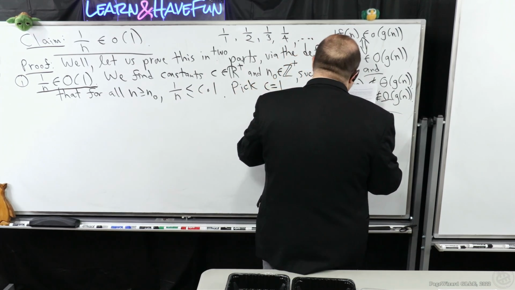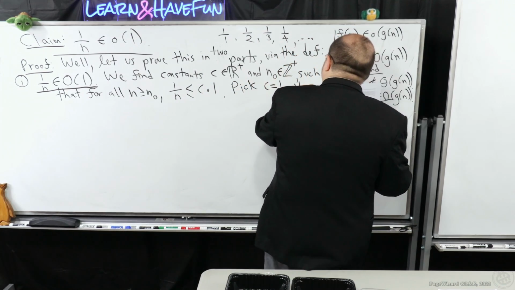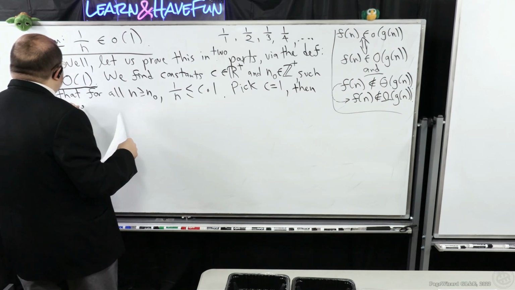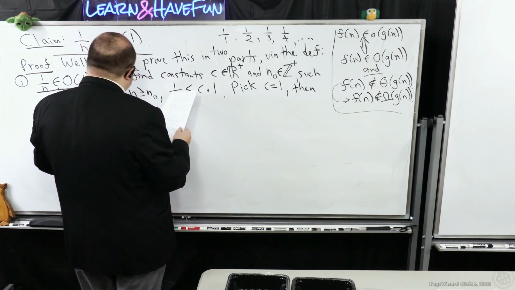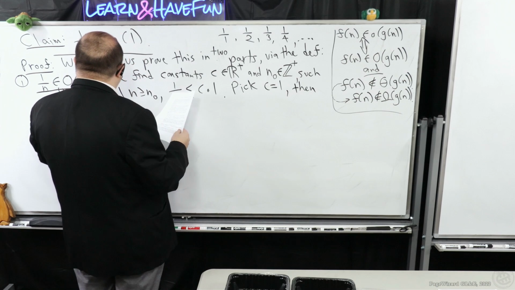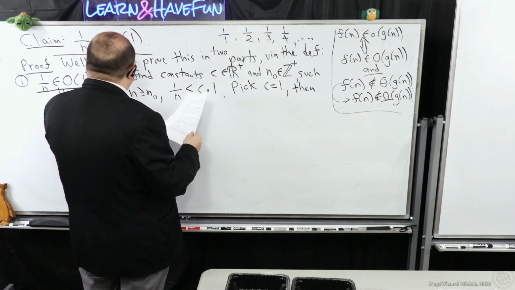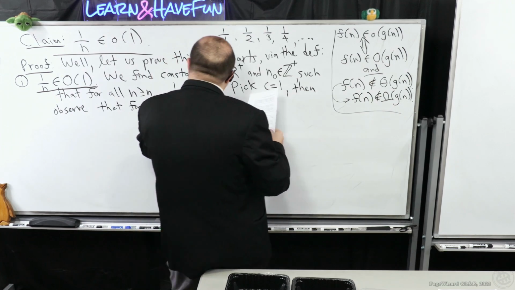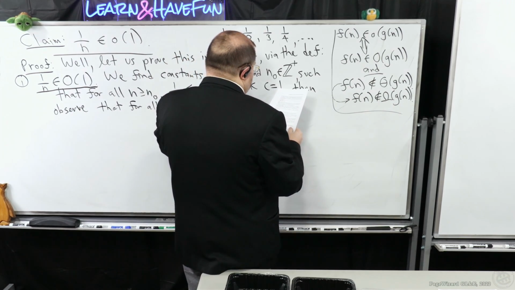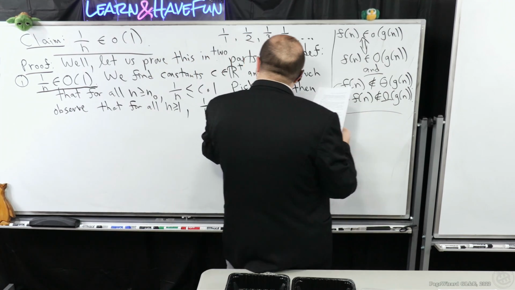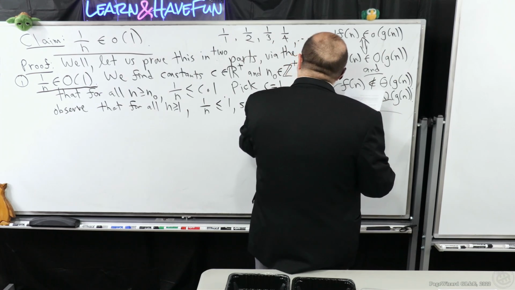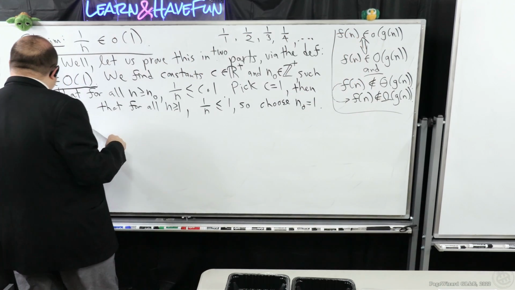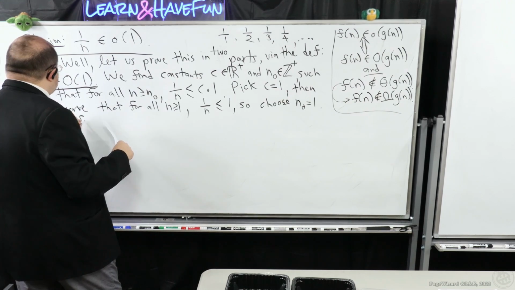Pick c is equal to 1. Then observe that for all n greater or equal to 1, 1 over n is less than or equal to 1. So choose n0 is equal to 1. Therefore, by the definition of big O, so now let's invoke the definition of big O.